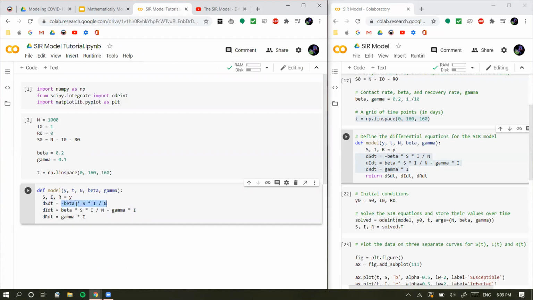This thing, negative beta times S times I over N. So I over N is the proportion, the fraction of people in the population that are infected. Beta is the probability that two people will come into contact and one will infect the other. And S is just the number of susceptible people in the population.